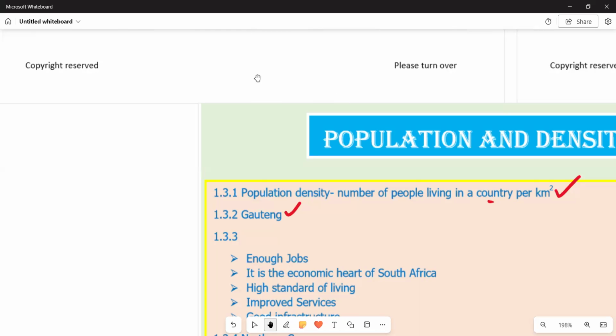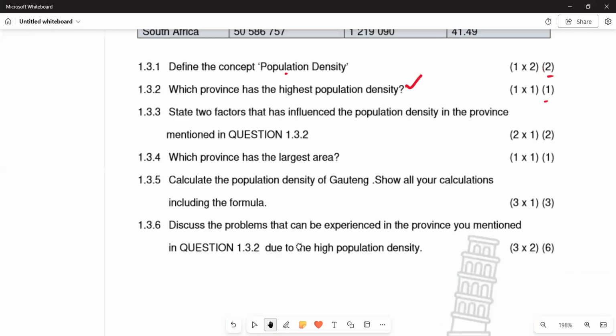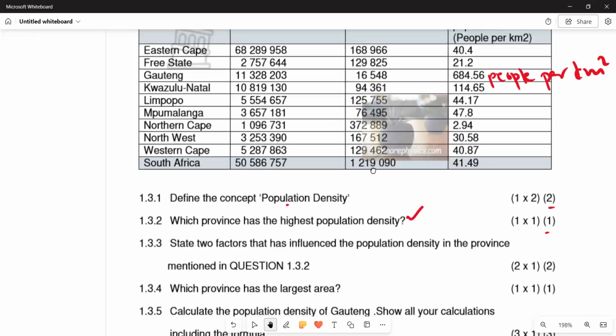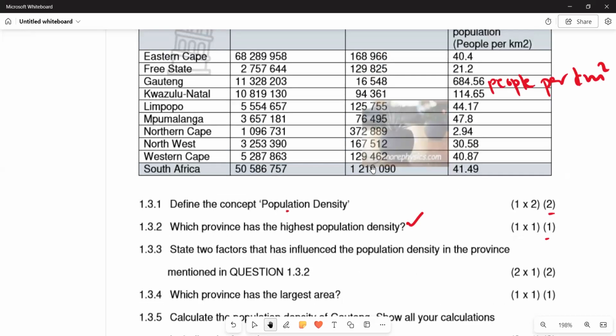Then I will go on to the next question to see what it says. It says, state 2 factors that have influenced the population density in the province mentioned in question 1.3.2. The population density that we are referring to is for Gauteng, and it is the highest. The question is asking for 2 factors that might have led Gauteng to have a high population density. There are many factors that we can raise there.